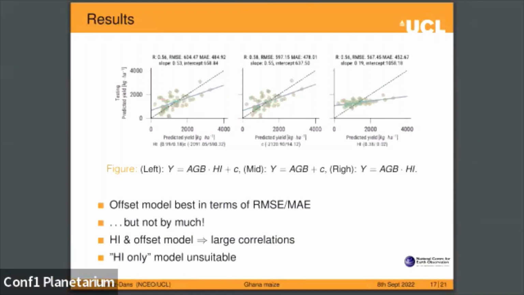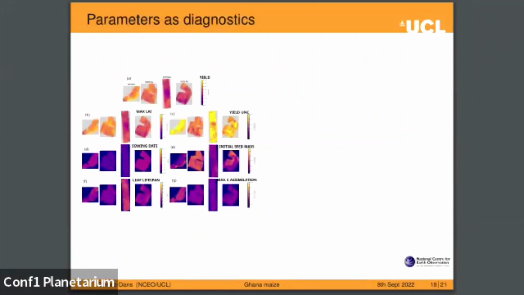There's a strong correlation between the 2 terms. So basically, we go with this offset. This offset kind of suggests that there is a minimum viable biomass in order to get yield. That seems to be the physical explanation of this.